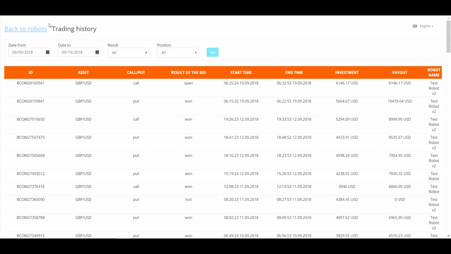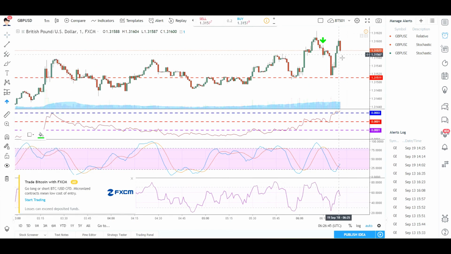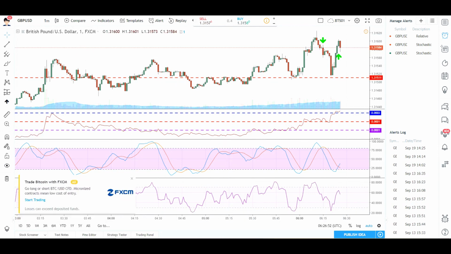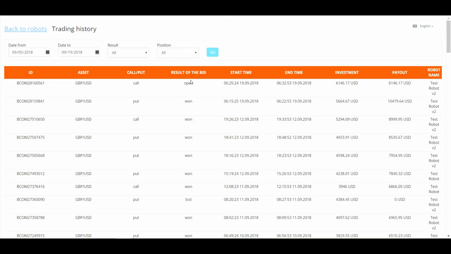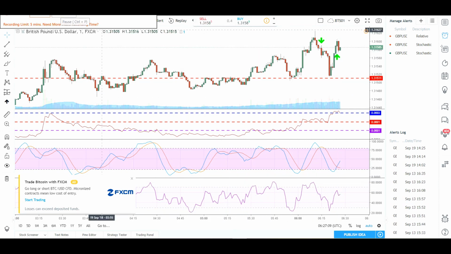Alright, so we have a call position open right now at this bar right here. Yep, that bar. This red candle is actually quite worrying, but let me turn off the robot first. $6.25, so it's expiring at 6:32. Okay, so let's wait for the position to expire then.